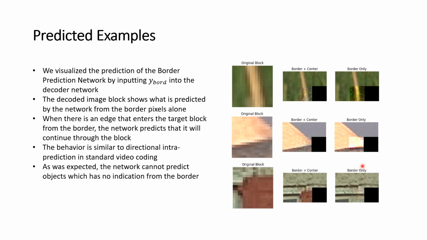But for the third example, the network learns to continue this edge into the target region, but it has no indication that this object is inside this center region. So it cannot predict the presence of this object.